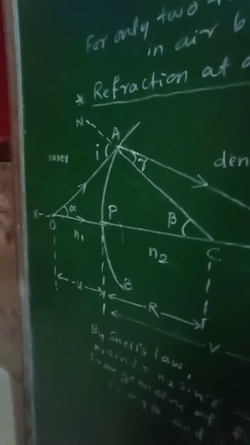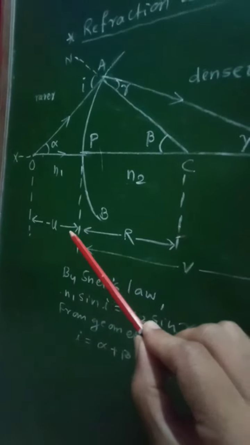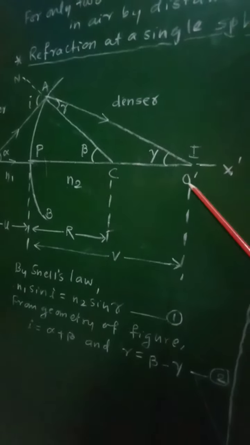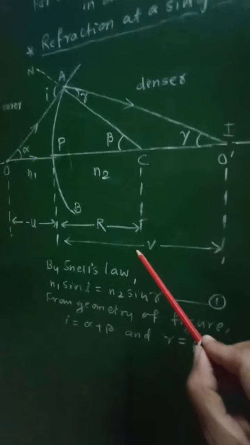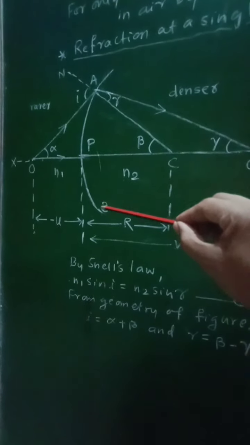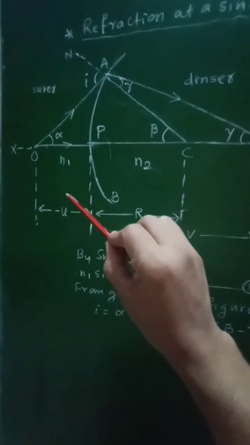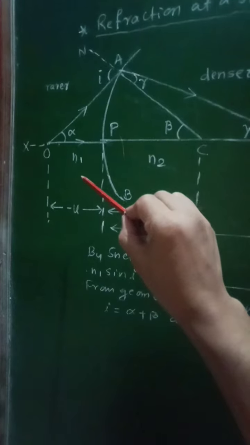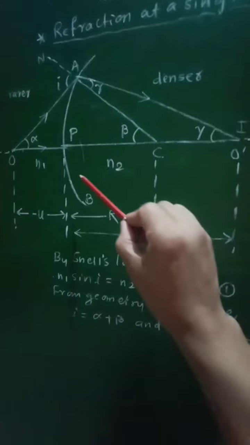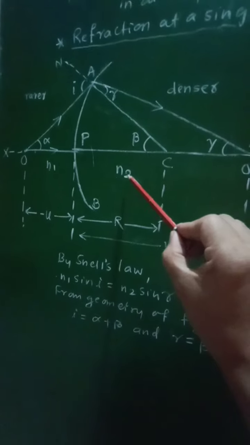U will represent the object distance. At the same time, its image will be obtained at point O dash, and therefore v will represent the image distance. Then this spherical surface APB will divide the space into two media. One medium, towards the left of this surface, has refractive index n1. On the right side of this surface there will be the second medium having refractive index n2.